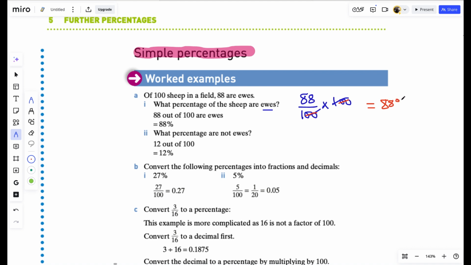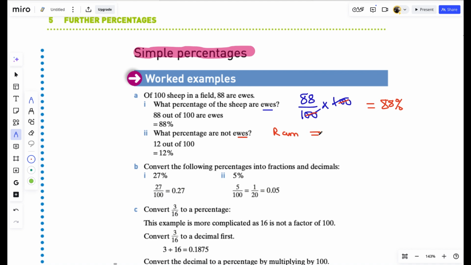How many percent are rams? Ewes are the female sheep. How many percent are rams? Rams are the male sheep. Then you say 100 minus 88, you get 12. If you want to find the ones that are rams, or that are not ewes, we call them rams, the male sheep. Okay, not the RAM in computer. I mean the ram as an animal.